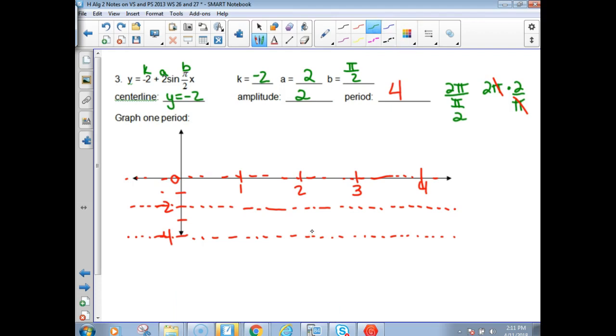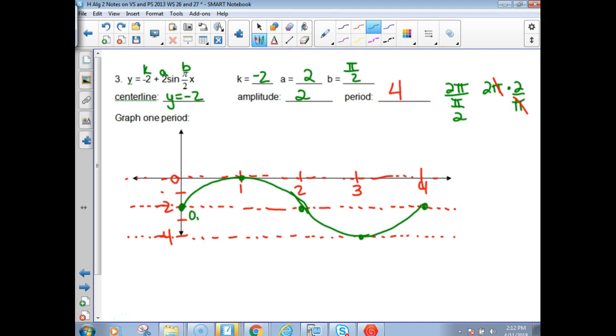Okay, going to start graphing. This is a sine wave. Okay, so sine would start at its center line. So it's going to start right here at 0, -2. Then it would come up, and then it comes back to its center line, then goes to the min, back to the center line. Okay, try to hit your points.